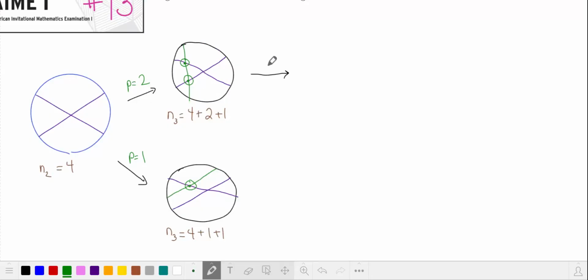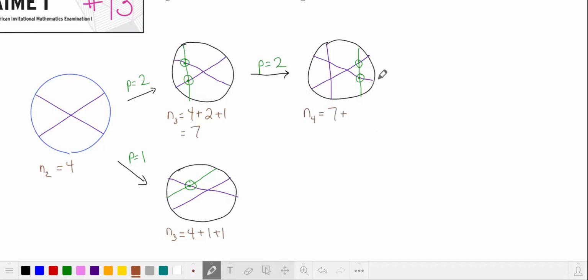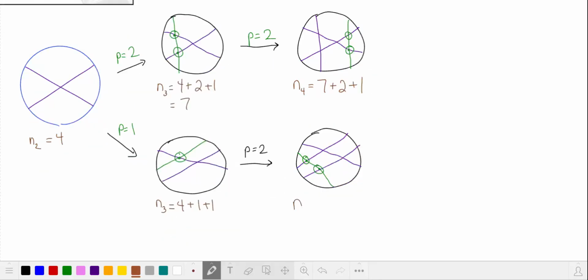Let's add 2 more intersecting points to this circle. Here they are. And we'll count our regions in a circle with 4 lines. We had 7 from before, and we'll add on 3 more regions. I'll write this as 2 plus 1. Let's add 2 more intersecting points to this circle. So that's down here. Here the number of regions with 4 lines is going to be 6 from before, and we add 3 new regions, which I'll write as 2 plus 1.